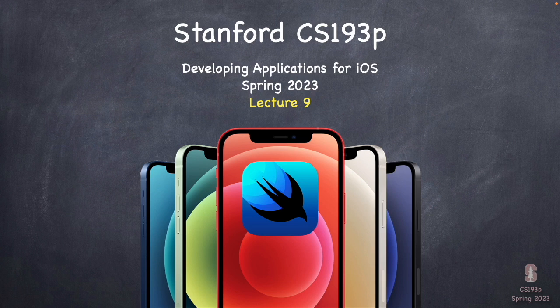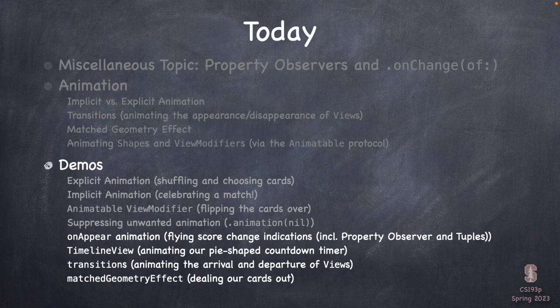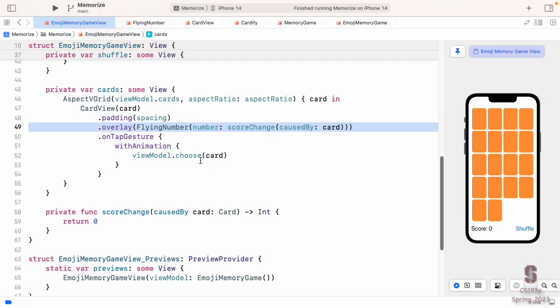All right, lecture 9, just a continuation of lecture 8. We're going to keep going with the demos. This is how far we got before we were left off with the flying number. So we're going to do that, and then we're going to do these other things here, like our pie will be animated and our dealing the cards off a deck. Let's head back to our Xcode.